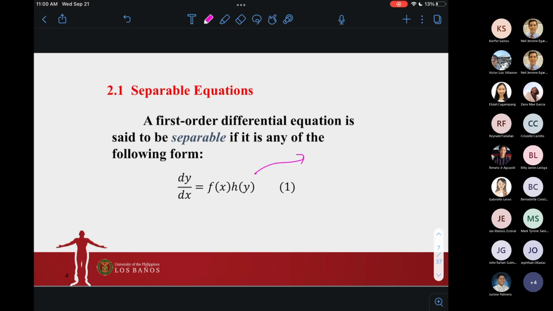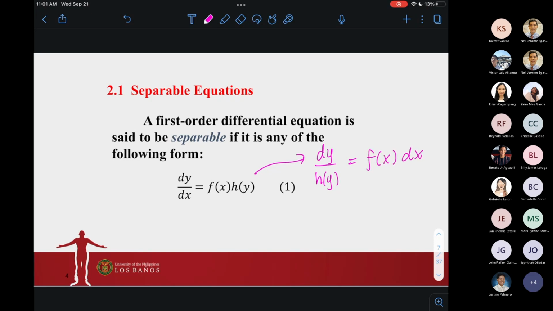So if I can write my ODE in the form equation 1, I can simply multiply both sides by dx and divide both sides by h of y to have the following equation: dy over h of y equals f of x dx.